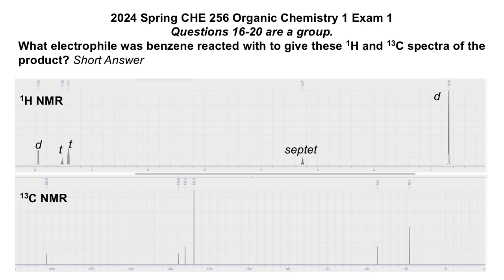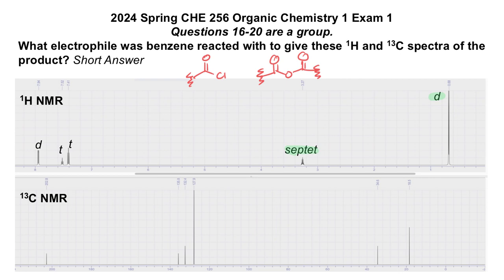So what electrophile was benzene reacted with to give the proton and carbon NMR? If it's an acylation, it has to be an acid chloride or an anhydride. So you have the carbonyl carbon, and then what you're figuring out is the other stuff attached to it, and you get that from this data here in the proton NMR, so the septet and the doublet.